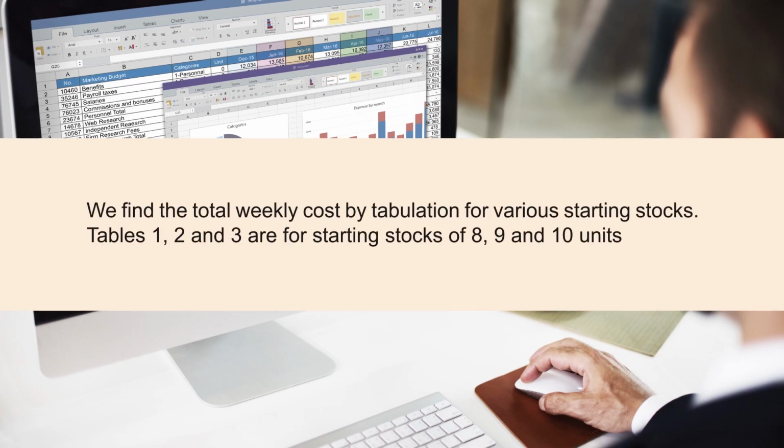We find the total weekly cost per tabulation for various starting stocks, tables 1 to 3 for the starting stock units. So we can see what stocks are available. This way we have a manufacturing rate, the average of the total sales, which is 10 units per day. Later we'll see what will happen this way.